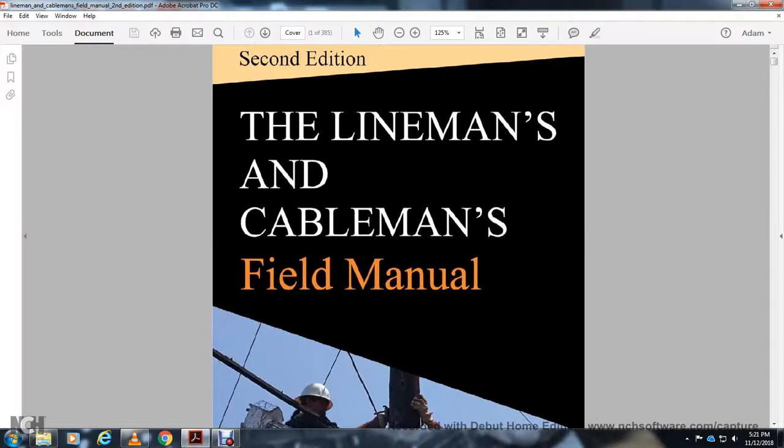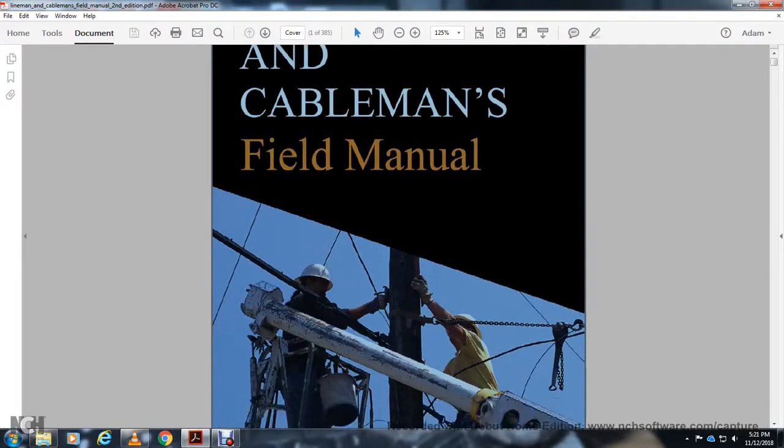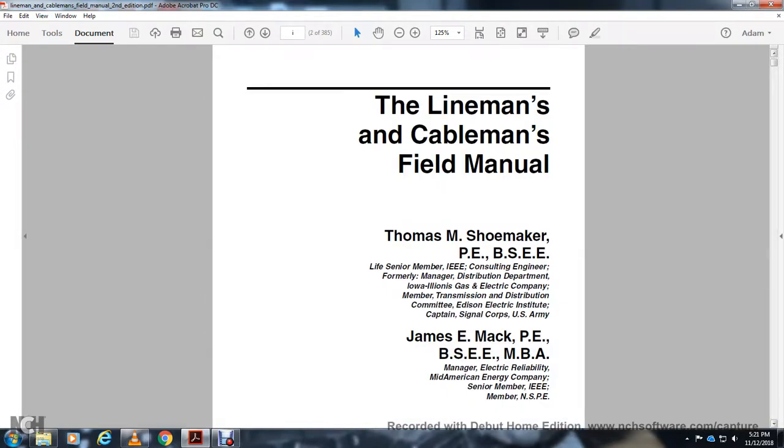Alright, second edition, Lineman's and Cableman's Field Manual. Okay, so. Thomas M. Shoemaker, James E. Mack.